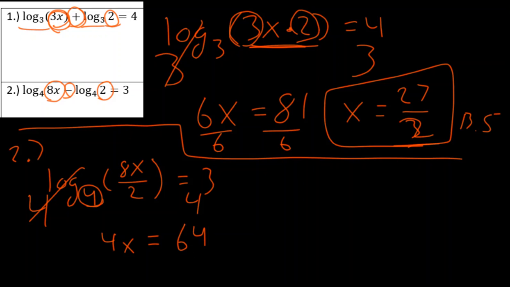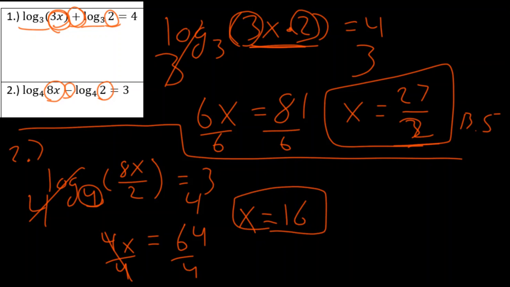Now in order to get x by itself, we'll divide both sides by 4, and this will of course give us x equals 16. Alright, I hope these two examples help, and I'll see you at our next station.